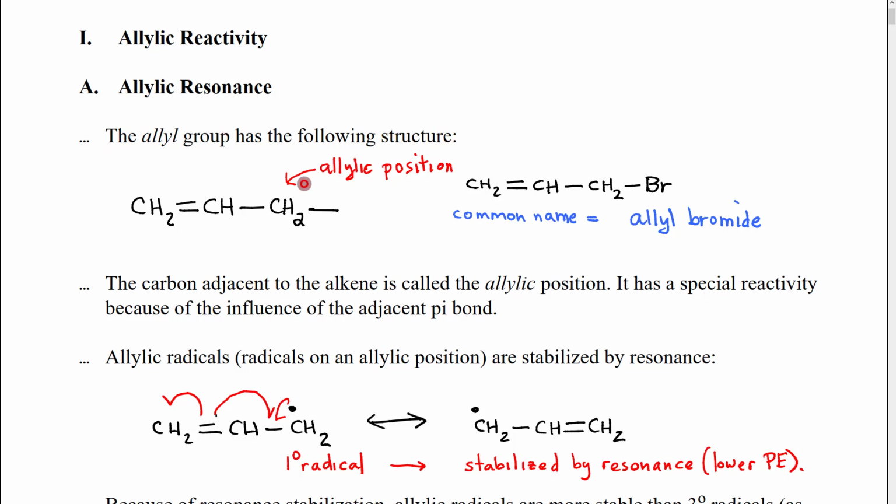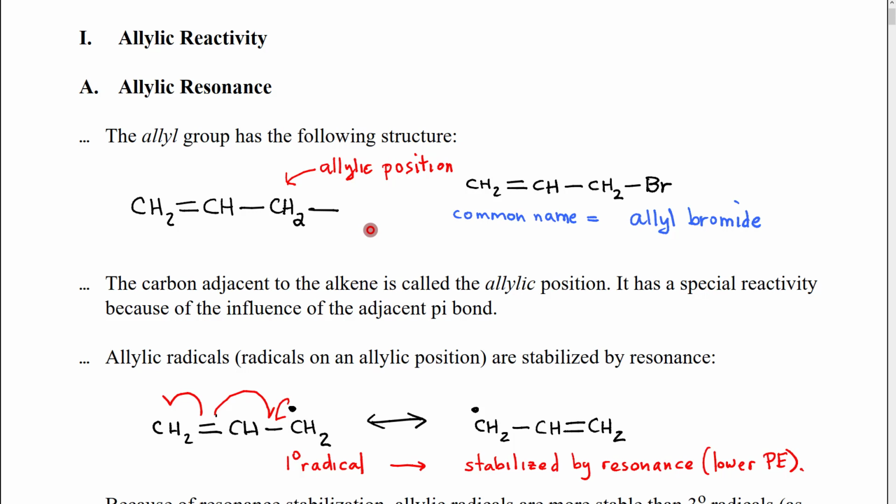The allyl group itself has the following structure. It is a carbon attached to the carbon of a double bond. It is not one of the carbons of the double bond, but it is an adjacent carbon to the carbon-carbon double bond. We call this position directly adjacent to a carbon-carbon double bond the allylic position.